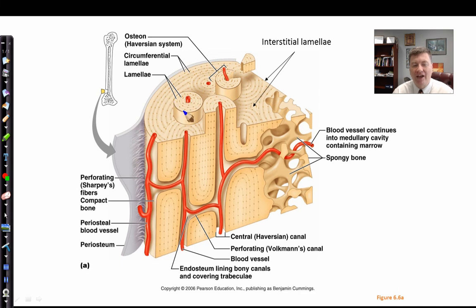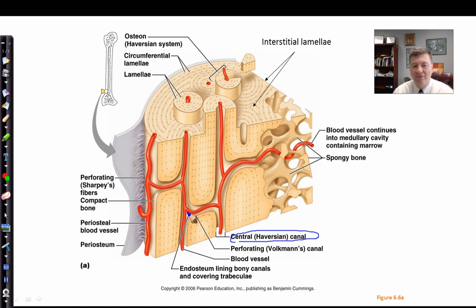Again, you can see how they pull these out, so you can see them a little easier here. Here are the osteons. Here are the blood vessels that are passing through the Haversian, or central canals. So here's an osteon, and you see the blood vessel that passes through it.